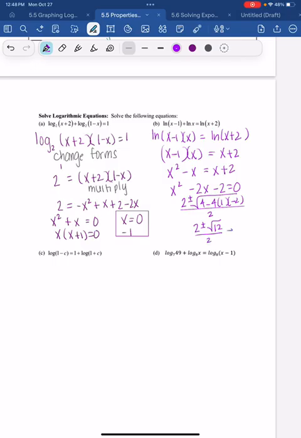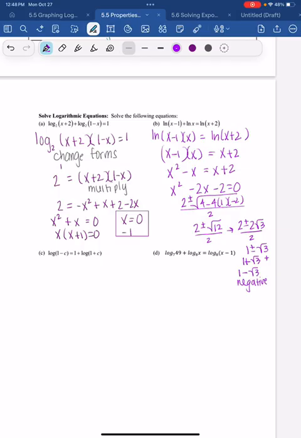Don't forget, always simplify radicals. And then reduce. Okay, and then you've got to be careful here because 1 plus the square root of 3 is a positive number. 1 plus the square root of 3, I don't know what that is, but this is positive. But 1 minus the square root of 3, that's a negative number.